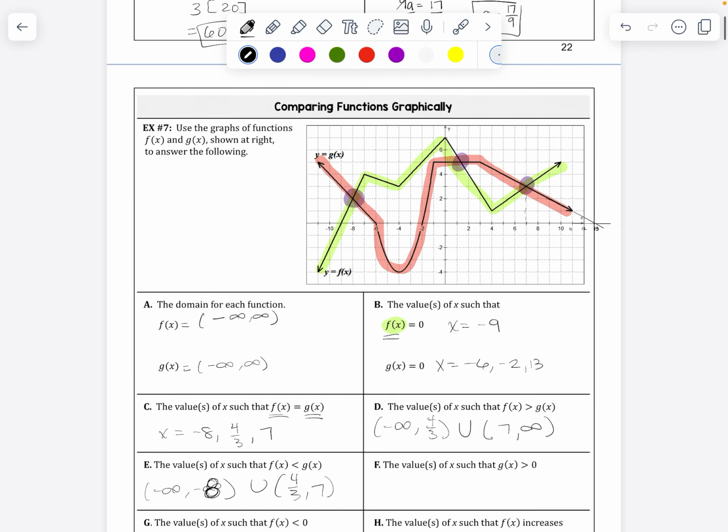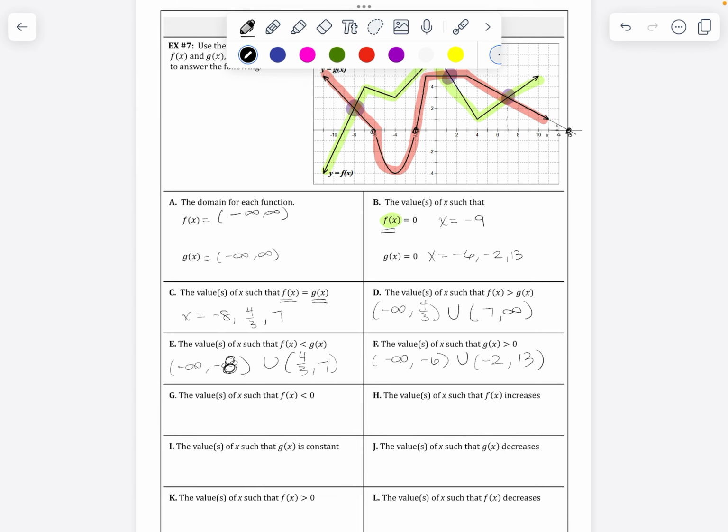Part F, the values of x such that g is greater than 0. So we don't care about what's happening with f right now. The g function is going to be above the x-axis right here. So we see it here, here, here, here, and to this point right here. All of these values of x are what we're talking about. So from negative infinity to negative 6, and then again from negative 2 to positive 13.